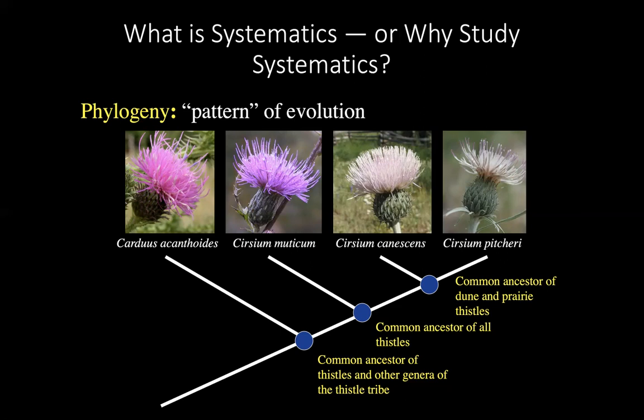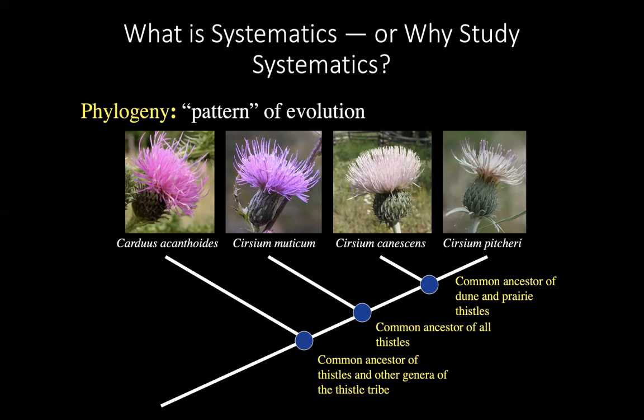So in this example, the common ancestor of Cirsium canescens and Cirsium pitcherrii lived more recently than the other two. Therefore, those two are sister, okay? Those two also share the other two common ancestors as well, but they're more distant in time. So we're really only focusing on the most recent common ancestor of whatever we're comparing to determine relative relatedness. That is the process of phylogenetics.